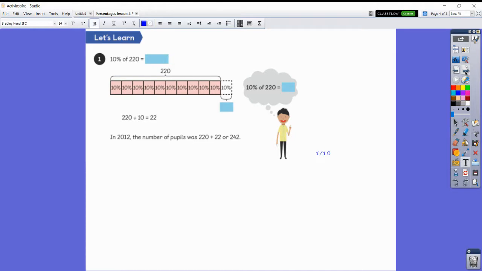10% has been added on to the year 2012. So you need to find 10% of 220. 10% as a fraction is 1/10. And we know that to find 1/10, we divide by 10. So to find 10%, we divide by 10. So say that, to find 10%, I divide by 10. Okay, so 220 divided by 10 is 22. You then add that on, and that would be 242.